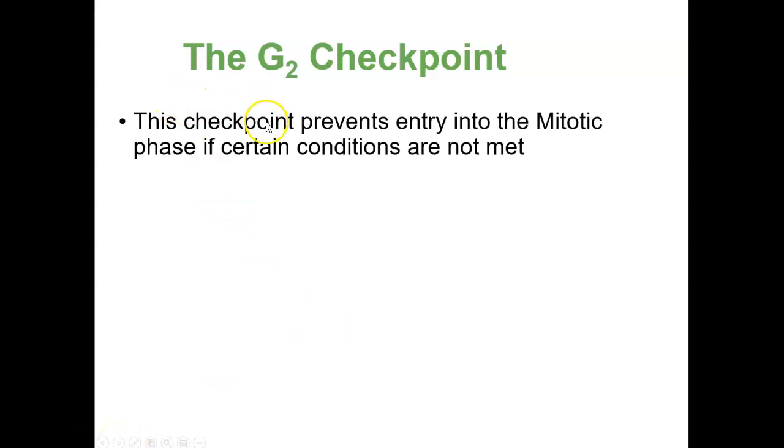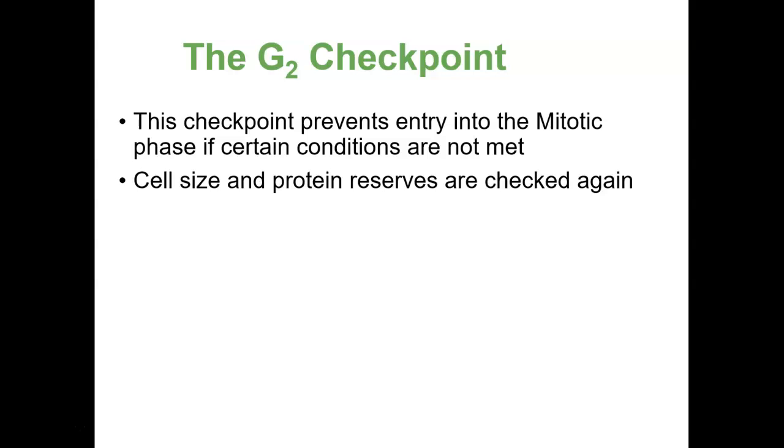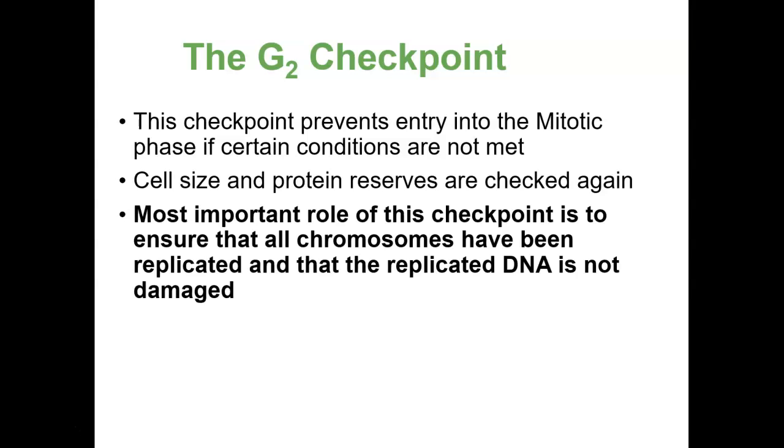Okay, the G2 checkpoint. So remember, this is at the end of the G2. So this checkpoint prevents entry into the mitotic phase if certain conditions are not met. So you can't go through G2 unless certain things are ready. So what are those certain things? We again check to make sure the cell size and the protein reserves are good. Do we have everything we need to go through mitosis? But the most important thing of this checkpoint is to make sure that all the chromosomes have been copied.